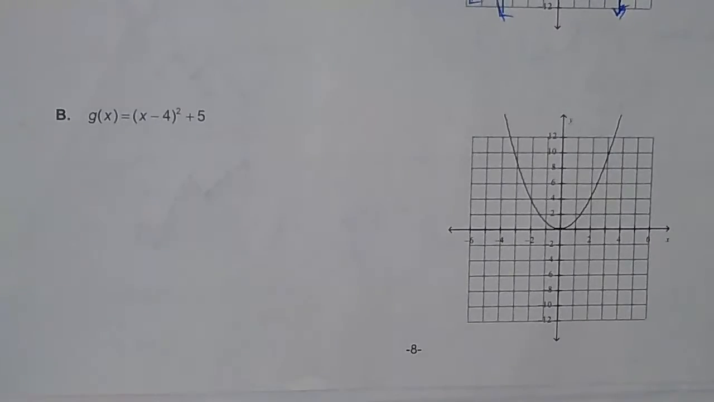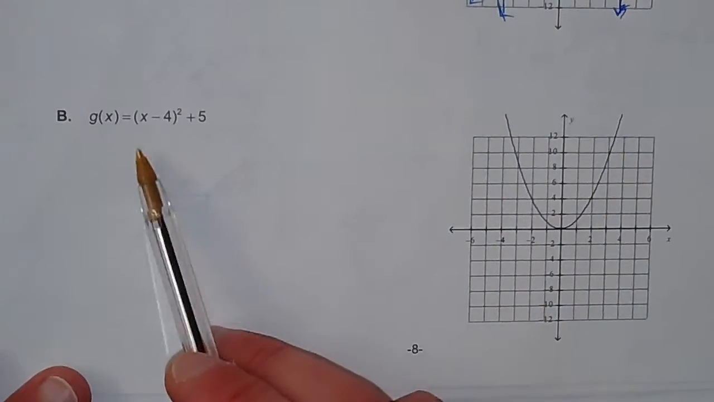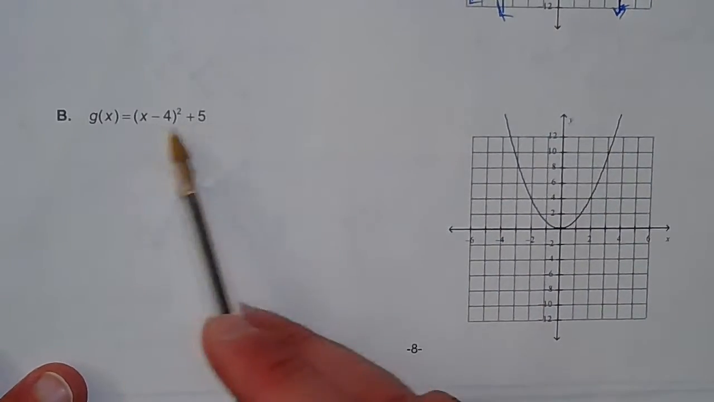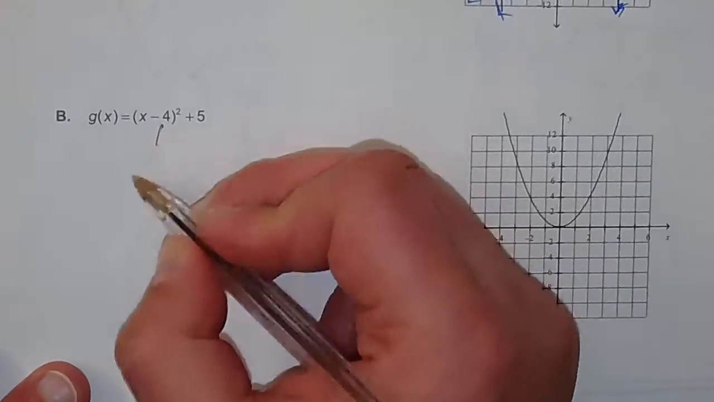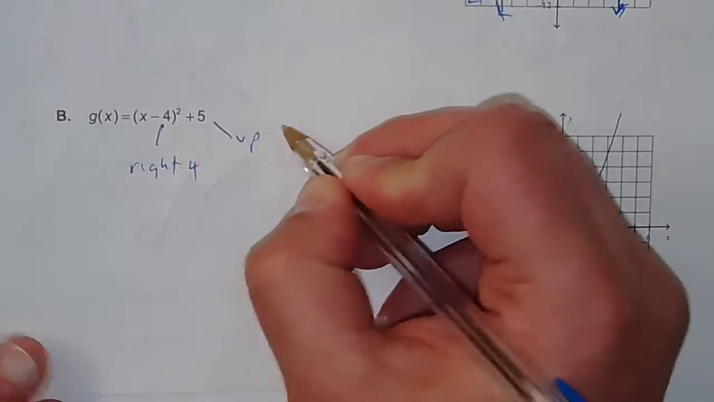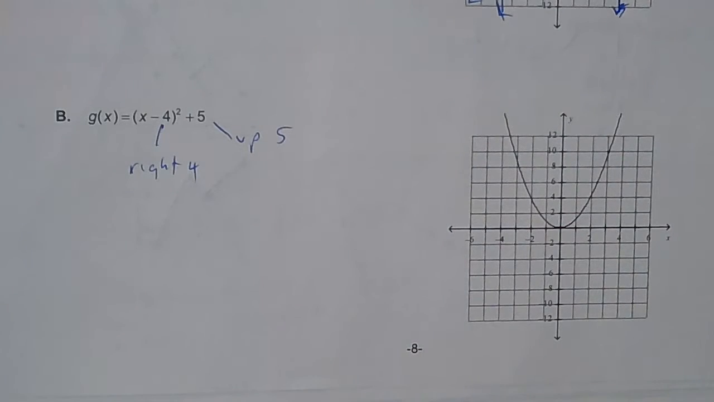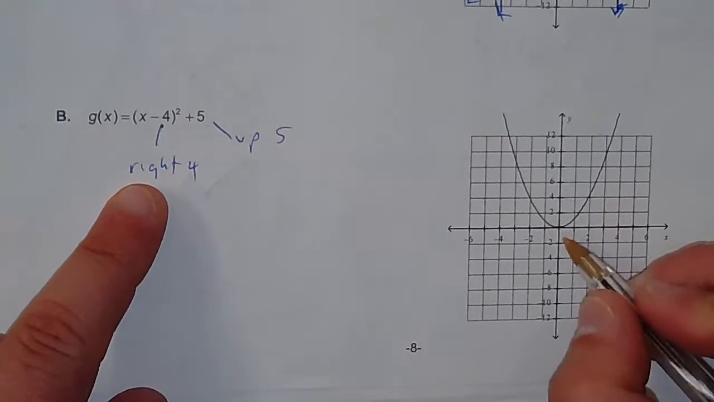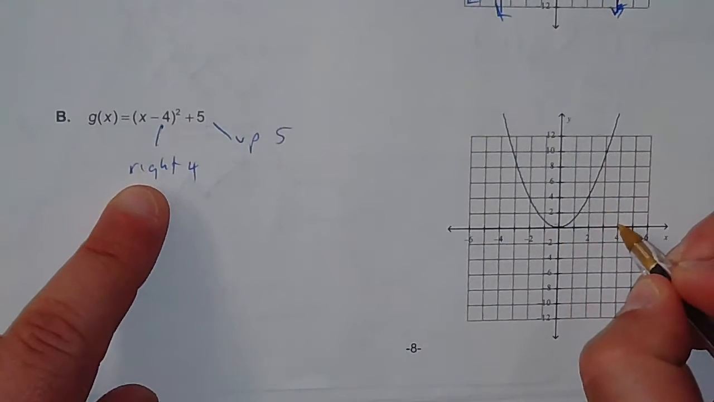All right, now this one's super easy. I would rate this as one of the easiest types you'll see. The reason I say this one's easy is all it is is a vertex shift. All you've got going on here is a right 4 and an up 5. And that's it. The graph itself stays identical. You don't mess with the shape of it at all. It's going to keep the exact same shape. The vertex is just shifted. So right 4 and up 5.